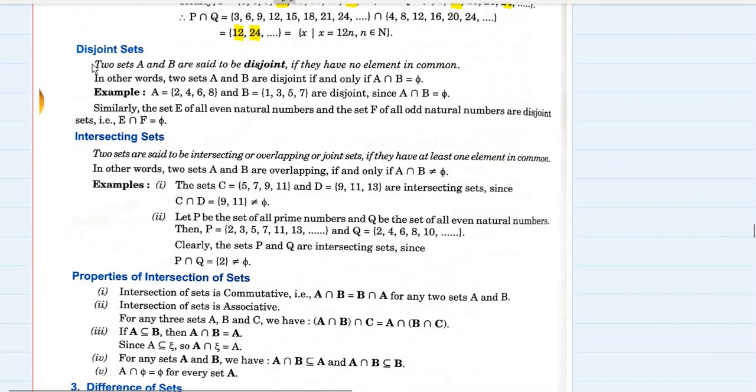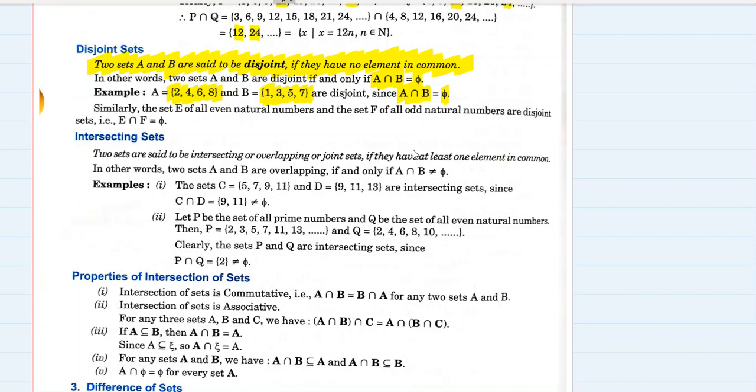Disjoint sets. Two sets A and B are said to be disjoint sets if they have no elements in common. अगर किसी दो सेट में कुछ भी कॉमन नहीं है, तो उनको डिसजॉइंट सेट बोलते हैं. In other words, two sets A and B are disjoint if and only if A intersection B is a null set. For example, set A is {2, 4, 6, 8} and set B is {1, 3, 5, 7} are disjoint since A intersection B is a null set.